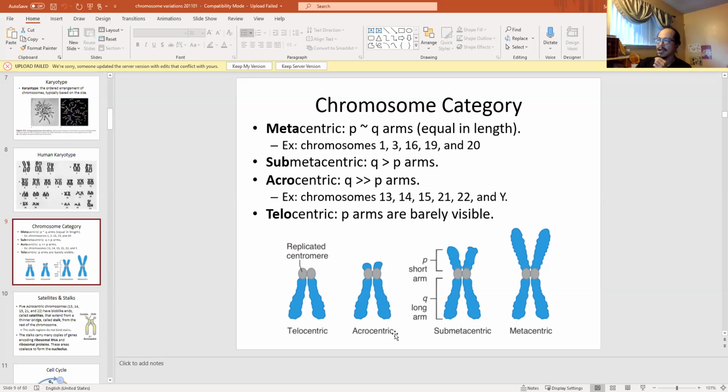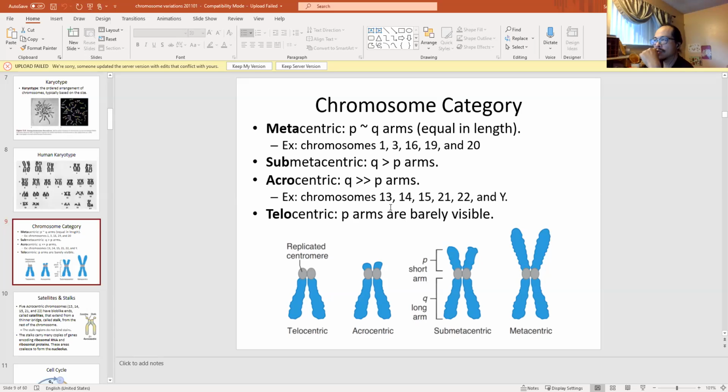We can have the acrocentric, which means that the P arm is much, much shorter. Then we have the telocentric, meaning the P arm is invisible, barely visible. So that is the different types. But I won't quiz you on this. You just need to be able to distinguish all these 4. But keep in mind that this one is the one that we will study a lot.